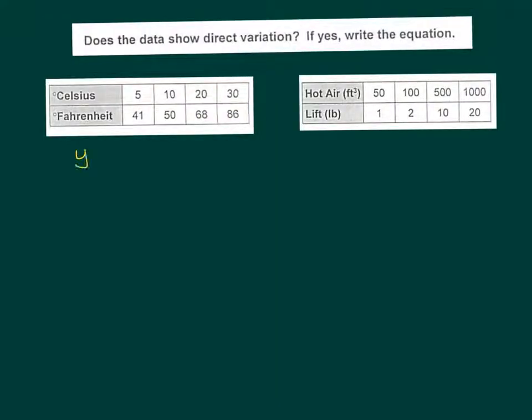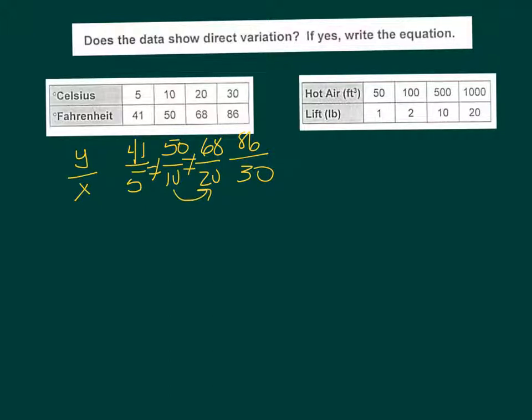Use your y over x values to see if you have a direct variation. Do each one of your sets of points. 41 compared to 5, 50 compared to 10, 68 compared to 20, 86 compared to 30. And you can take any of those that seems easy to use, and you can see right away that these are not equal. Or you could even see that these are not equal. 10 going to 20 doubles, but 50 going to 68 does not double. So no, we do not have a direct variation.